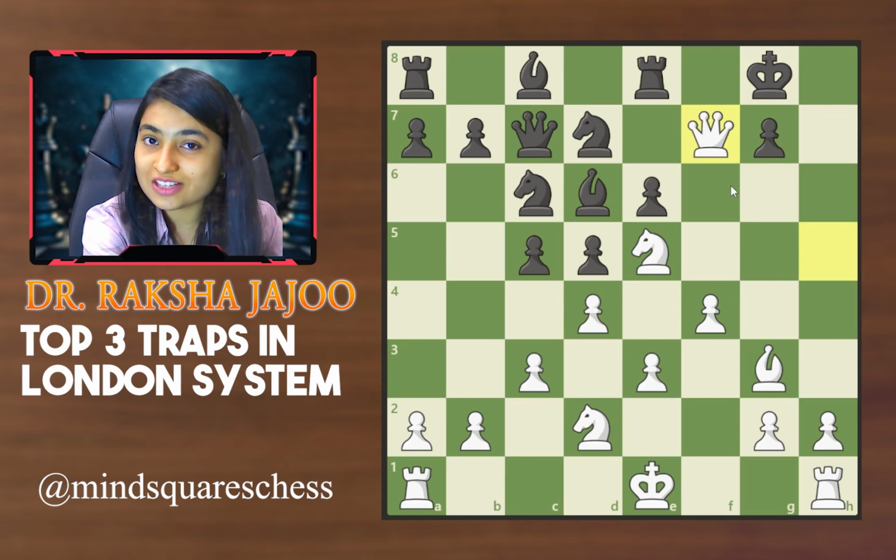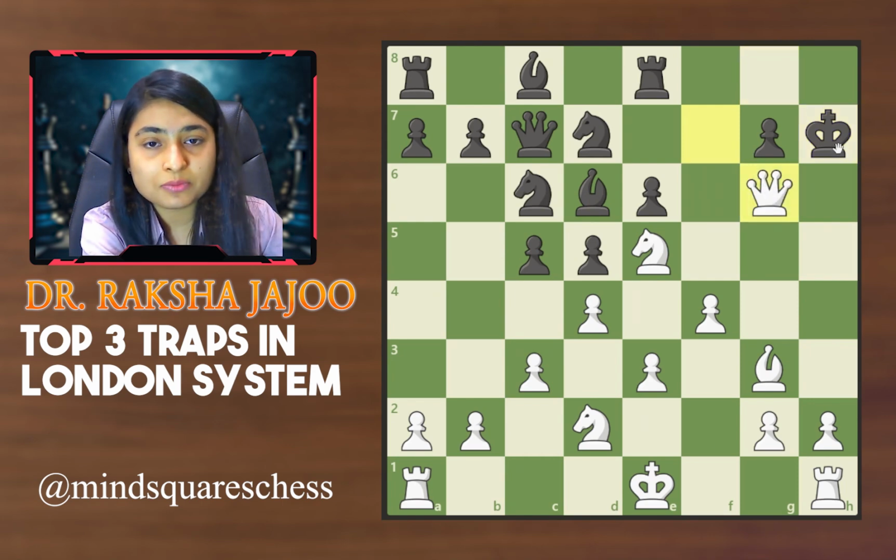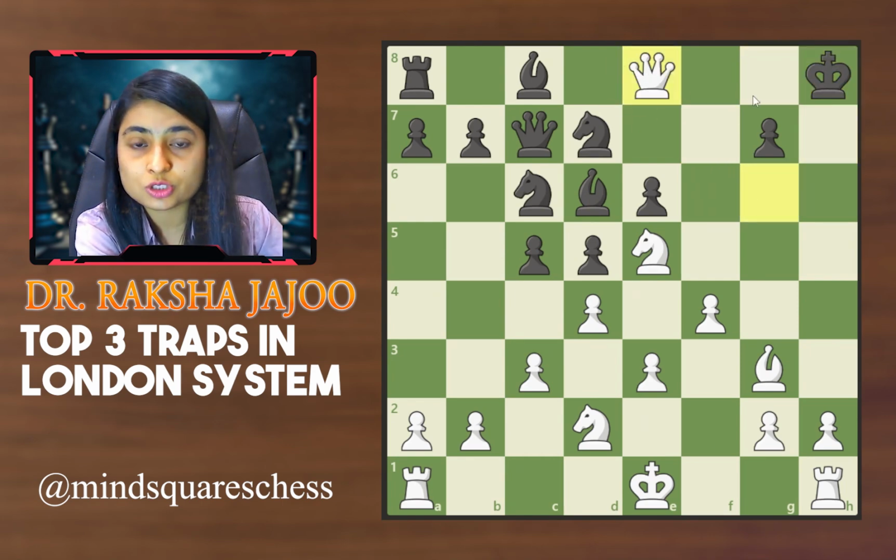You capture on the f7 square with a check. The king has to come up. If you want to do it with the tempo, then nothing like that. Just go queen g6, give him a check. The king goes anywhere. You capture the rook.